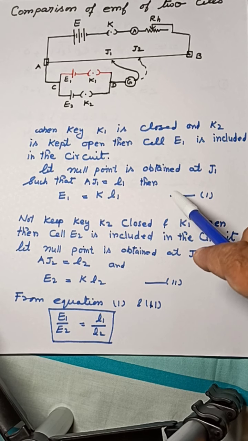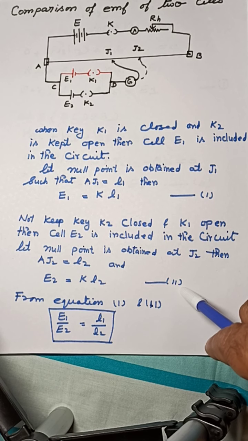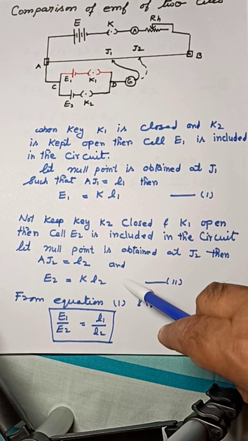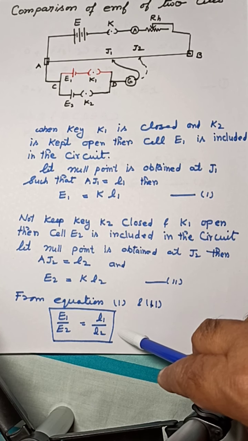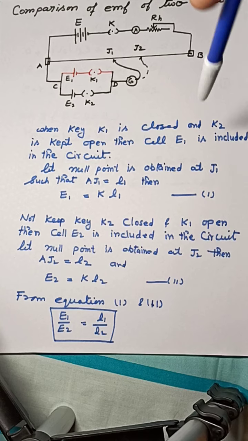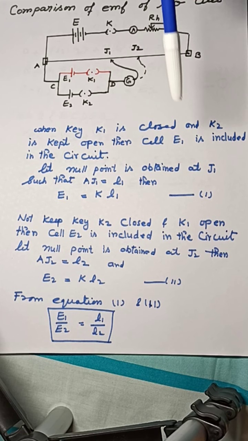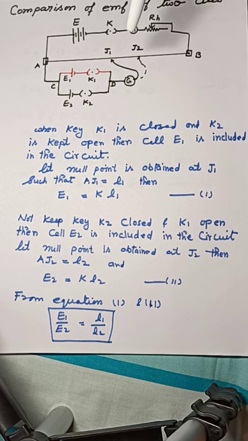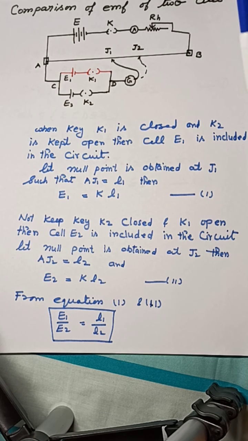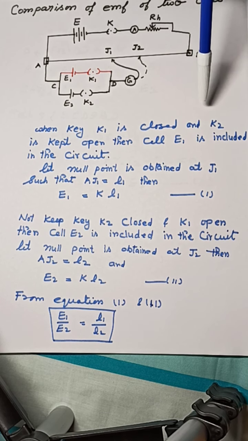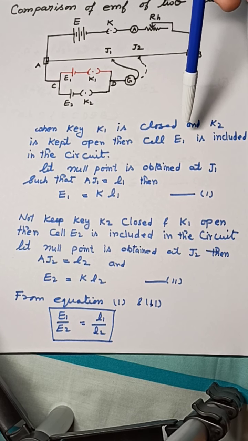Okay. Now this is equation 1 and this is equation 2. Divide equation 1 by equation 2, you will get E1 upon E2 equal to L1 upon L2. If we know the value of E1, then we can know the value of E2. That is the important part of this circuit.